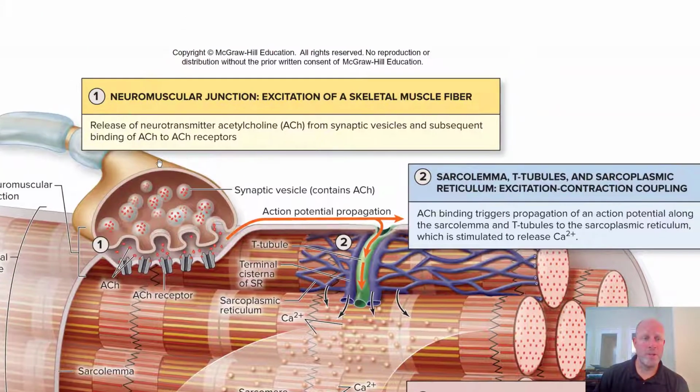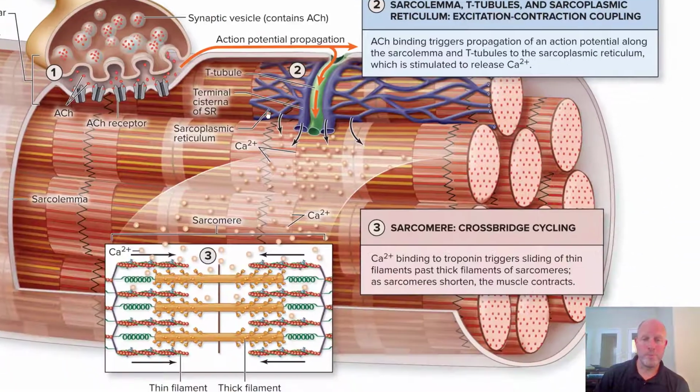And that starts with, I should have mentioned, the release of acetylcholine from the synaptic vesicles and subsequent binding of ACh to ACh receptors right in here. And so we have this stimulation, this signal being sent down these T-tubules here to the sarcoplasmic reticulum. And then here you have the sarcomere with the crossbridge cycling.